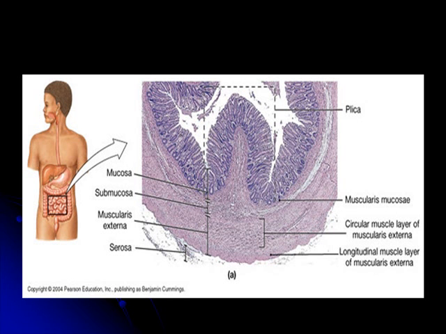This is a histological view to be able to look at the structures in the small intestines. Again, plicae, and then covered by villi and then microvilli.